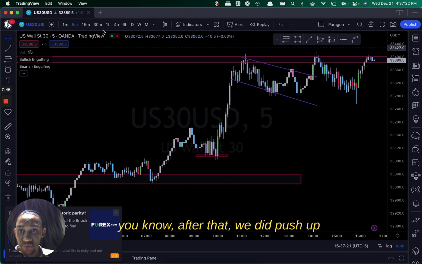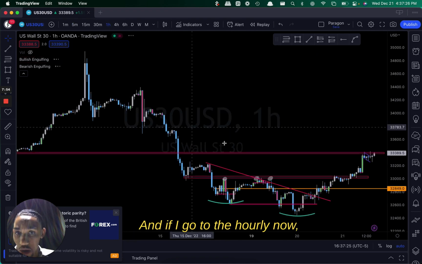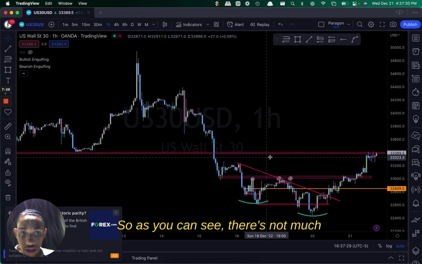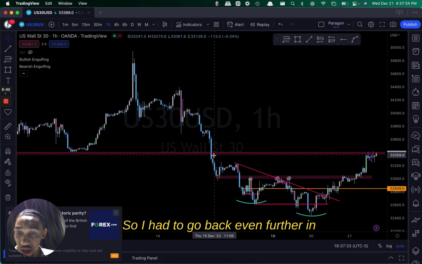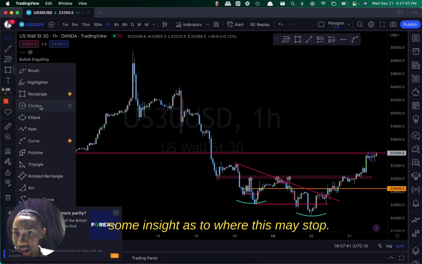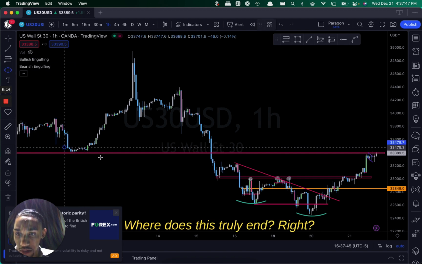After that, we did push up into this rejection zone right here. And if I go to the hourly now, I could see where that rejection zone was, right? As you can see, there's not much data up here over the past few days. So I had to go back even further in the time brackets to see where I can get some insight as to where this may stop. Like, where does this truly end, right?